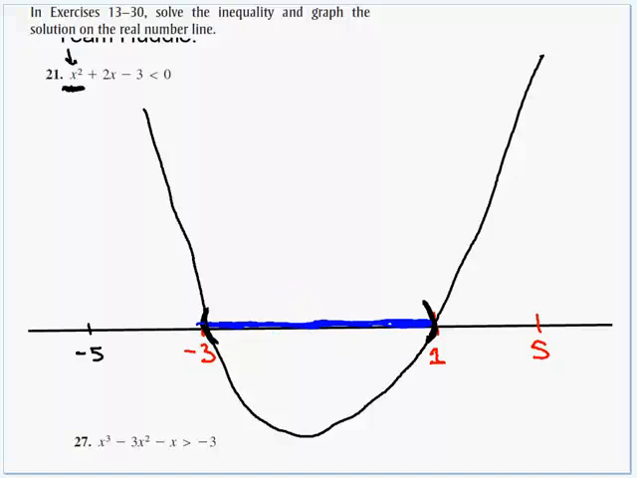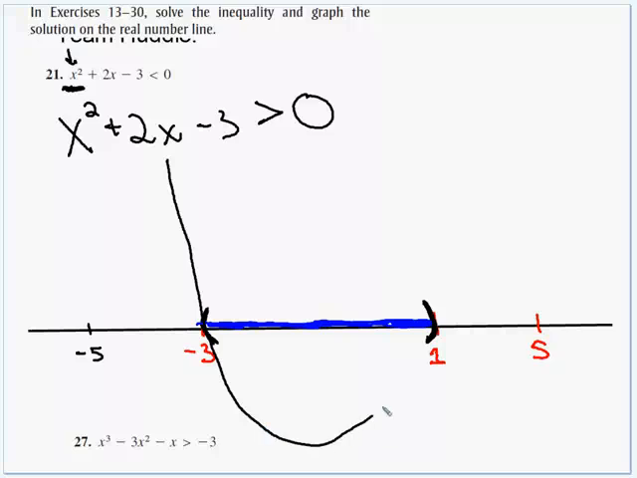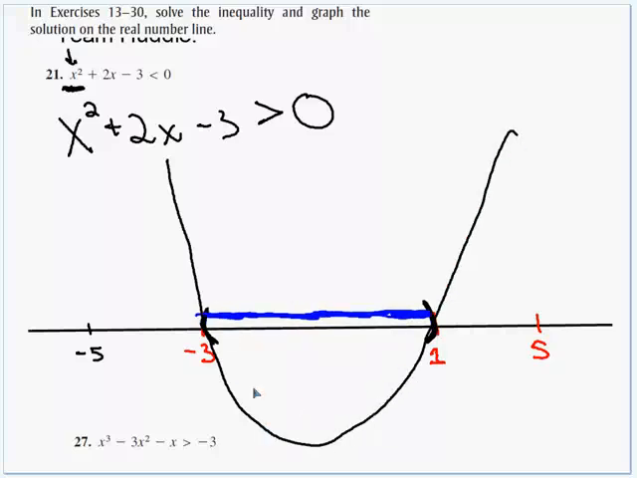And this would be a neat way to point out also, what if we had flipped the inequality? What if it was x squared plus 2x minus 3 is greater than 0? Well, then that would just flip our solutions around. Here, our parabola is under the x-axis, so that's where it is negative. We want positive. Where is it greater than 0?